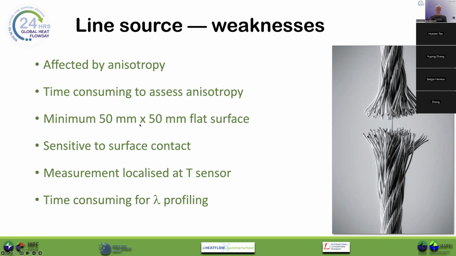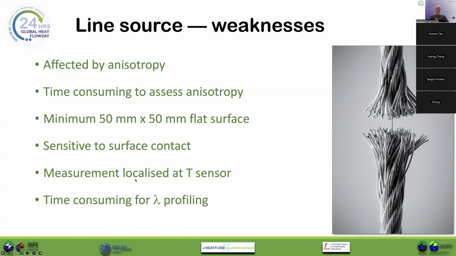For the flat press surfaces, you're generally limited to a sample size of at least 50 millimeters by 50 millimeters. So it's very hard to get a measurement on smaller samples with a line source tool. It's very sensitive to the thermal contact with the sample surface, as already mentioned for the divided bar. All of these instruments, in fact, are sensitive to the degree of surface contact.